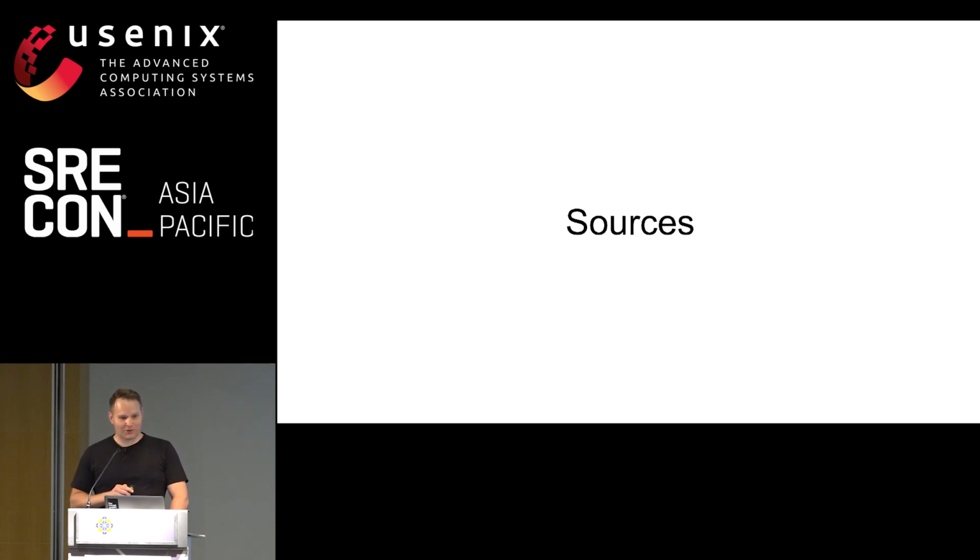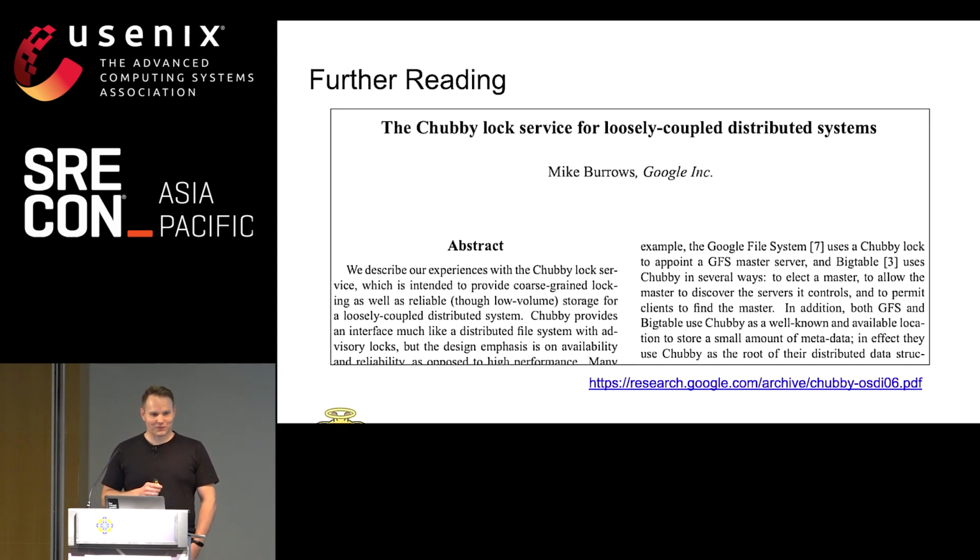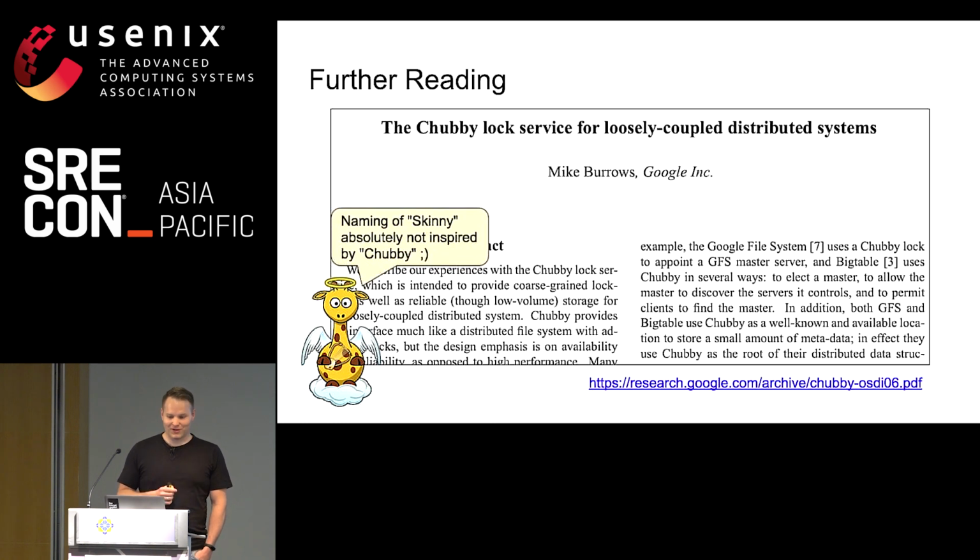The sources for my talk. Of course, the popular paper from Lamport, Shostak, and Pease about reaching agreement in the presence of faults. I think this is not the easiest read in the world. Then, from my now colleague Mike Burrows, the Chubby lock service for loosely coupled distributed systems, which I think is a great paper, and that inspired me to write my own implementation.